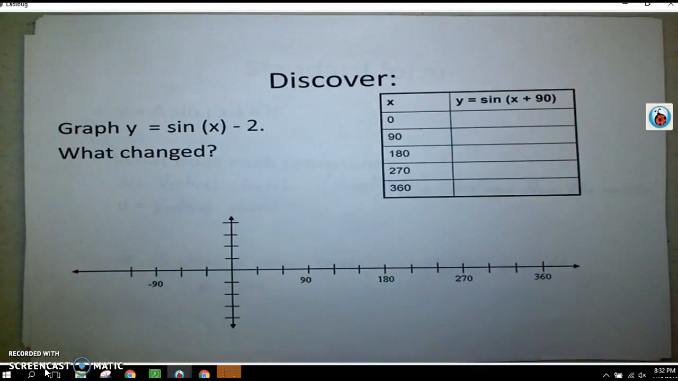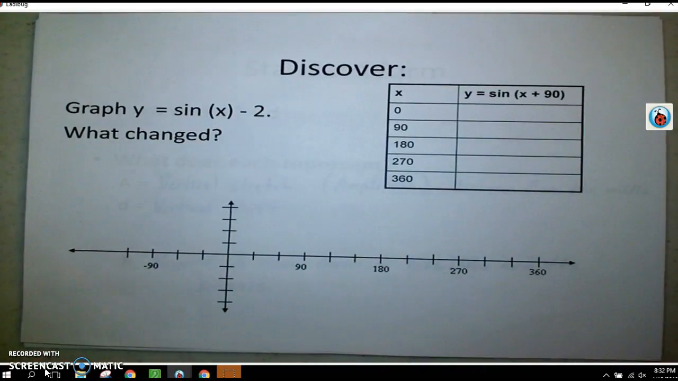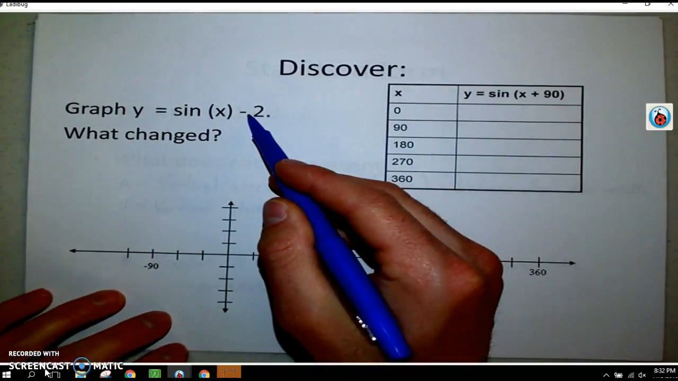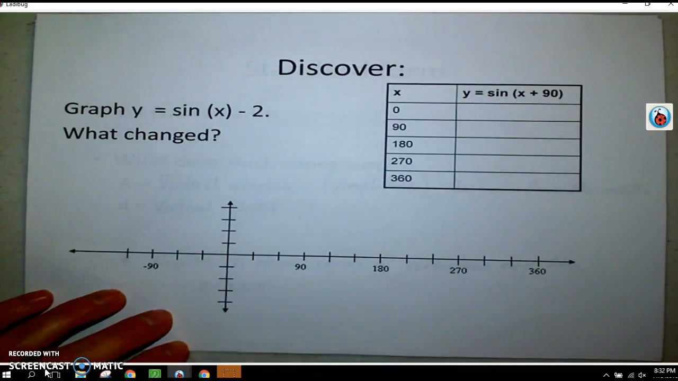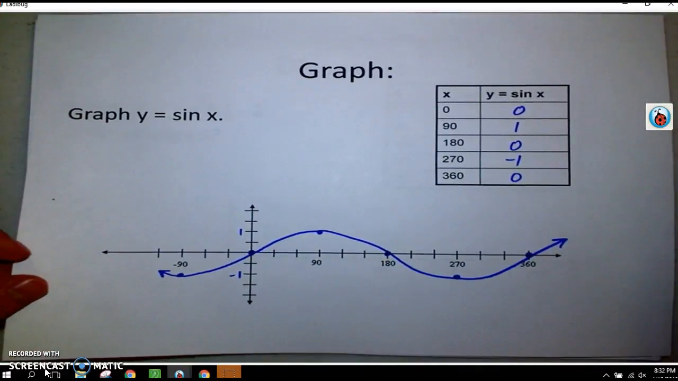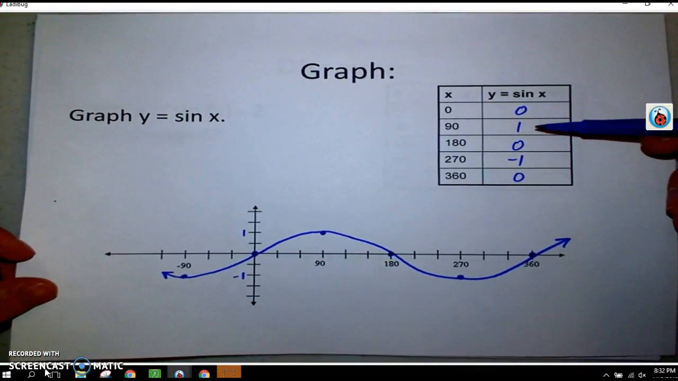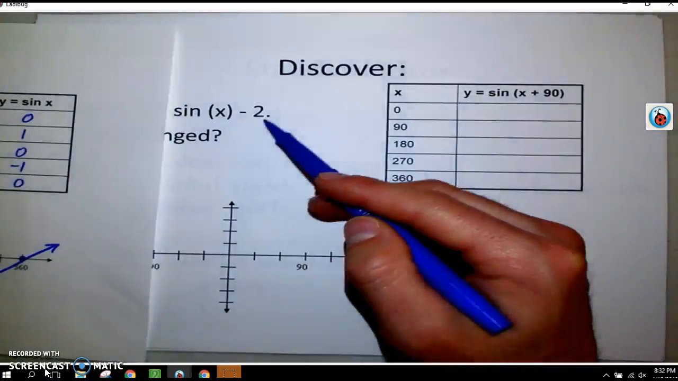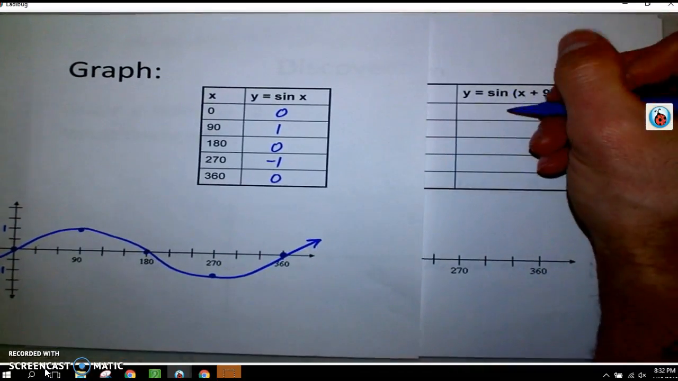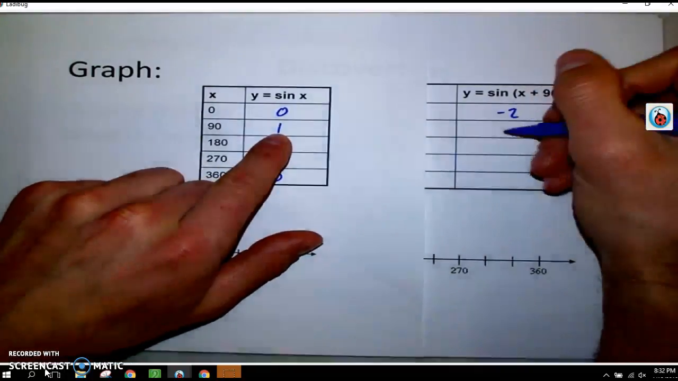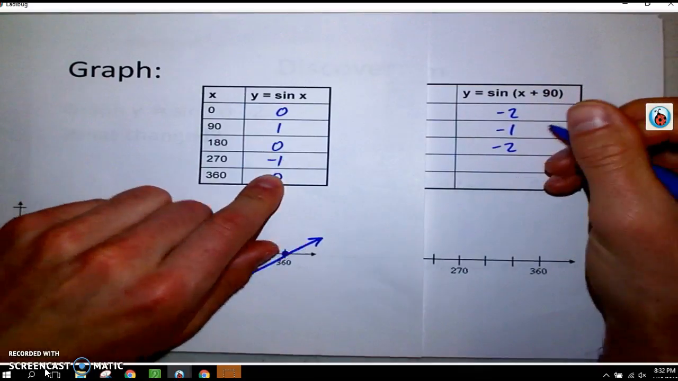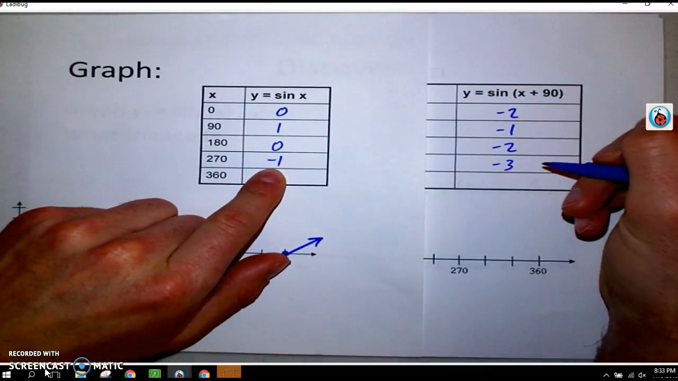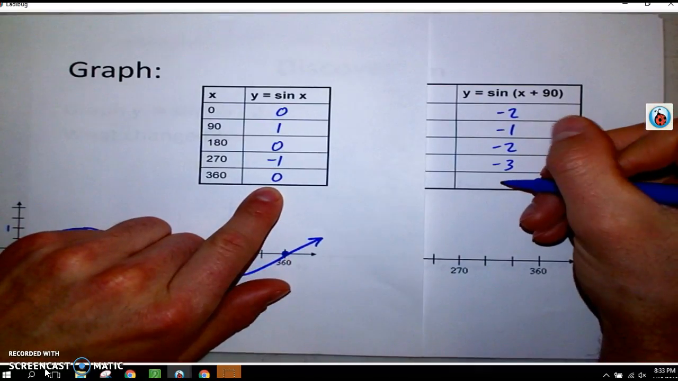So let's take a look at another graph right here. Let's take a look at sine of x minus 2. This time, the new little wrinkle is that I have a subtraction at the end. So if I think back to my parent function for sine and all of these values, all I need to do to complete my table is take those values and subtract 2. So 0 minus 2 will be negative 2. 1 minus 2 is negative 1. 0 minus 2, negative 2. Negative 1 minus 2 down to negative 3. And 0 minus 2 down to negative 2.